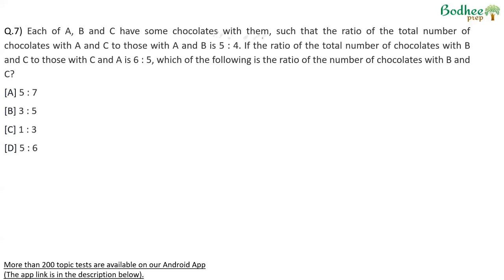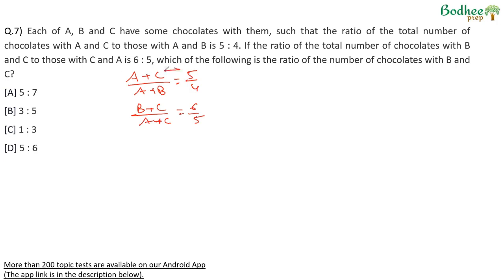Each of A, B, C has some chocolates with them, such that the ratio of total number of chocolates with A and C to those with A and B is... So if the number of chocolates with A, B, C is a, b, c respectively, we can say (a + c)/(a + b) = 5/4. With the ratio of total number of chocolates with B and C to those with C and A, so (b + c)/(a + c) is given by 6/5.